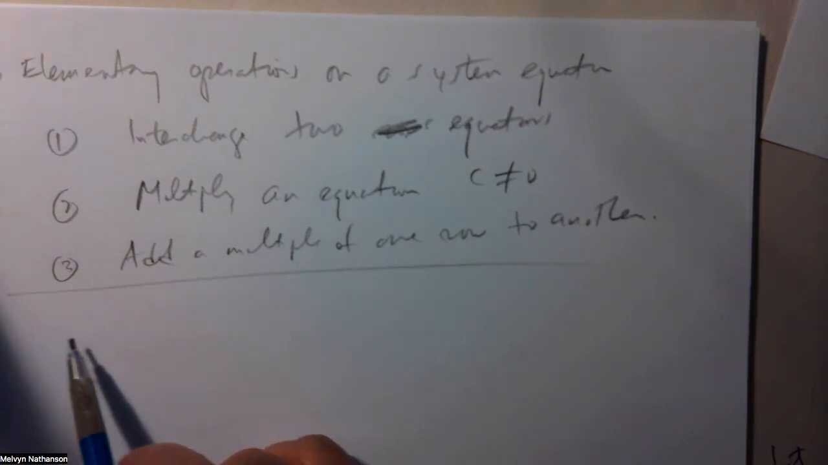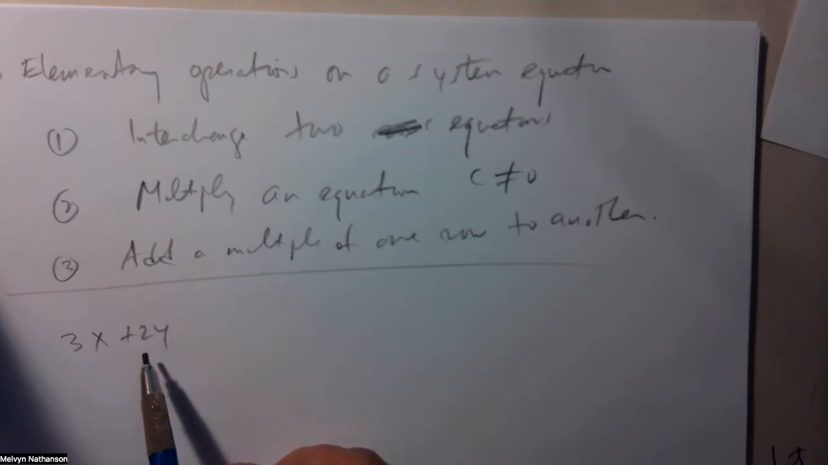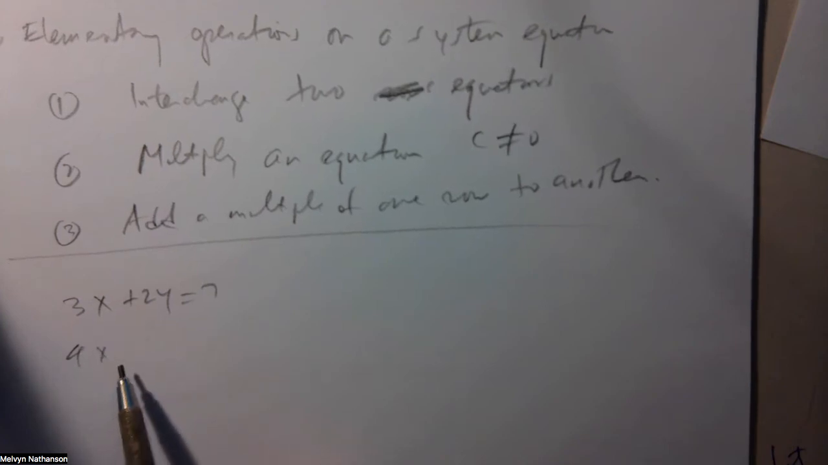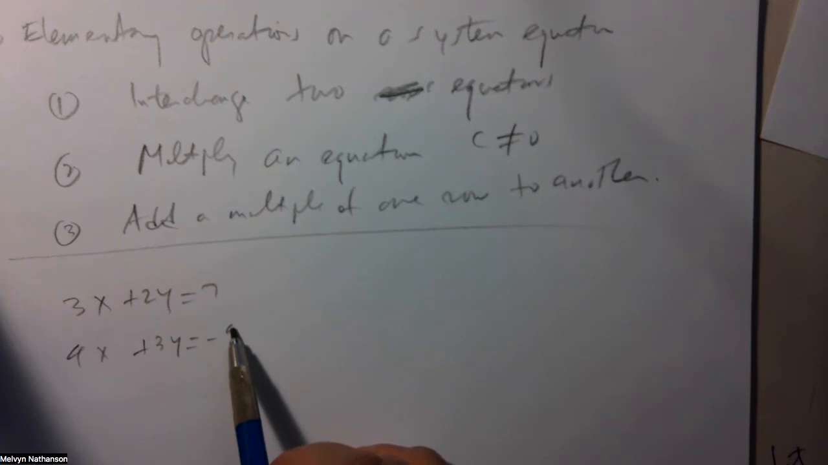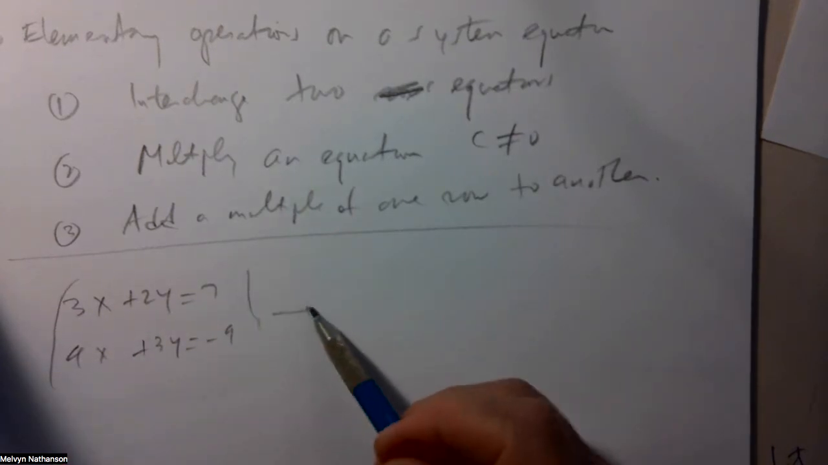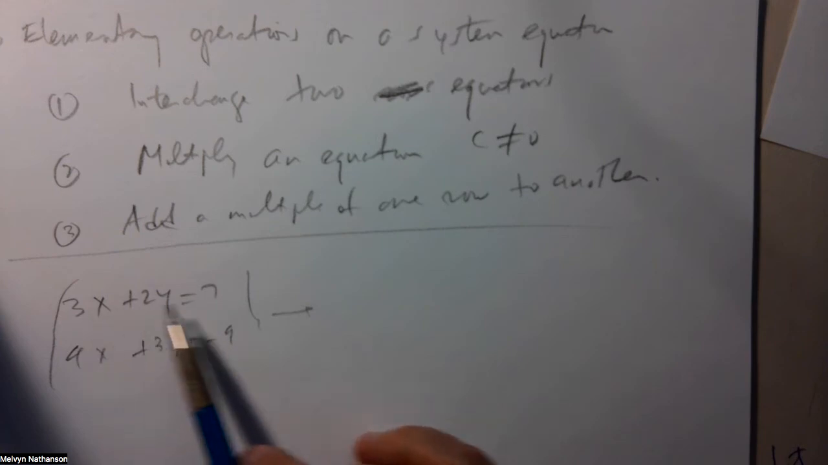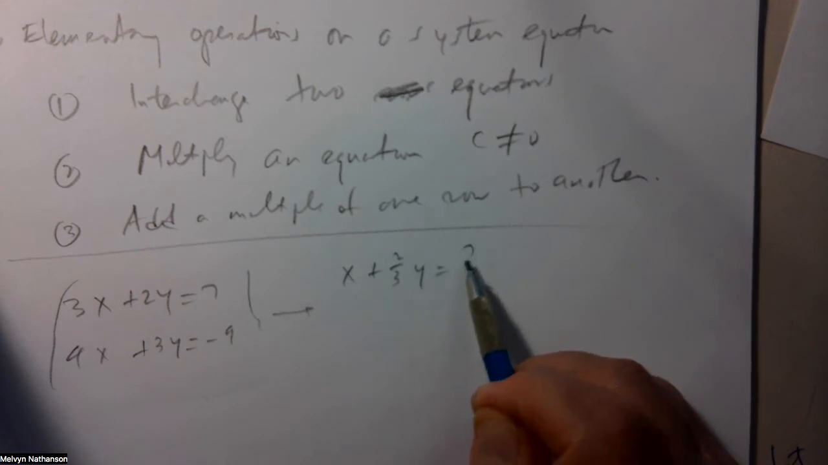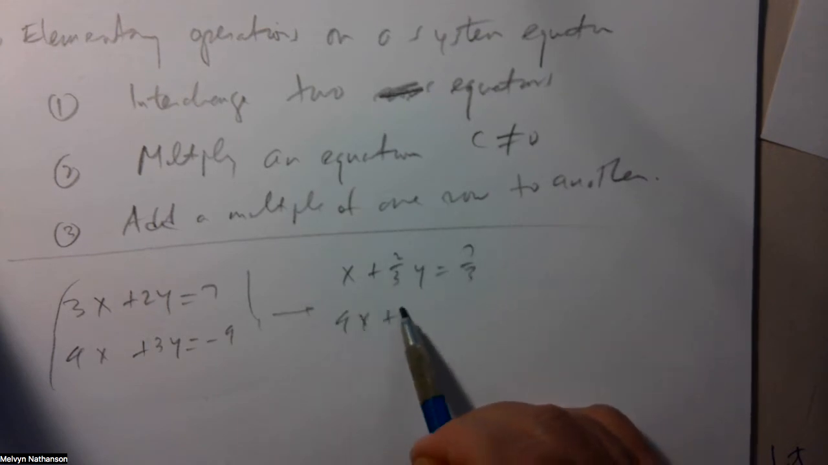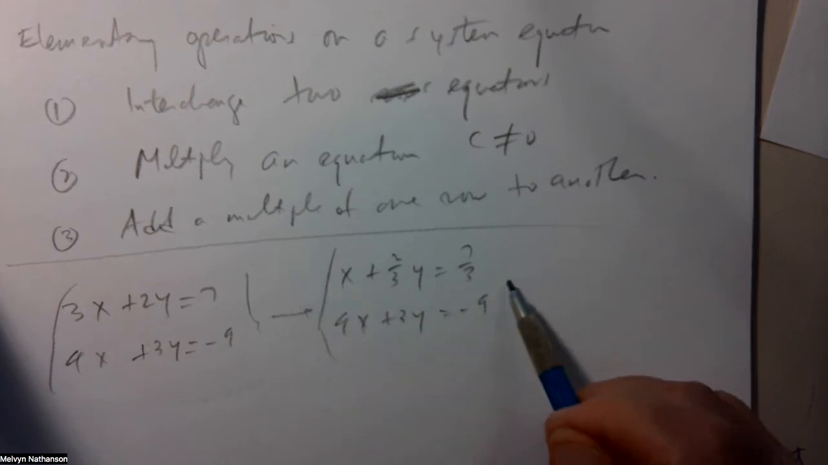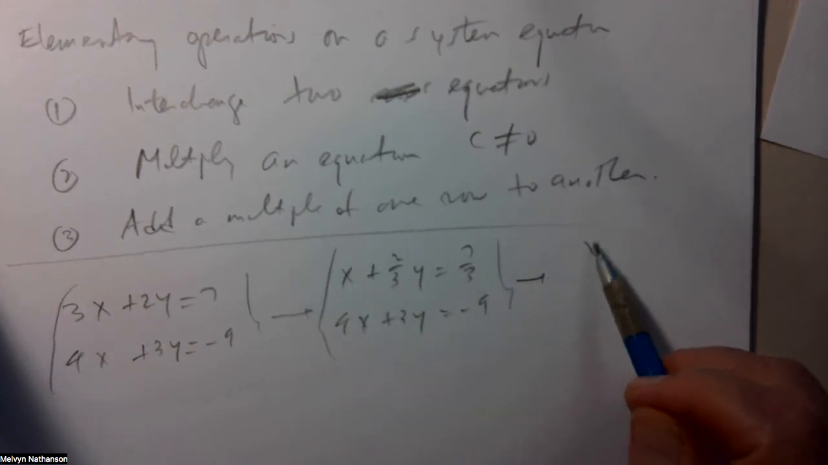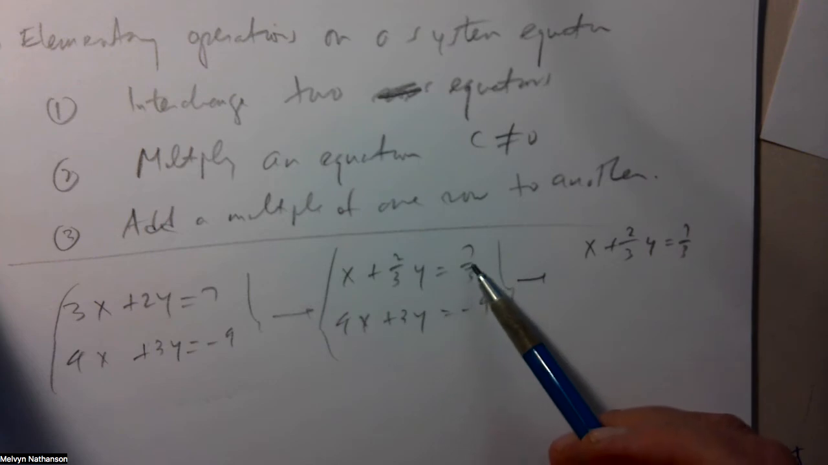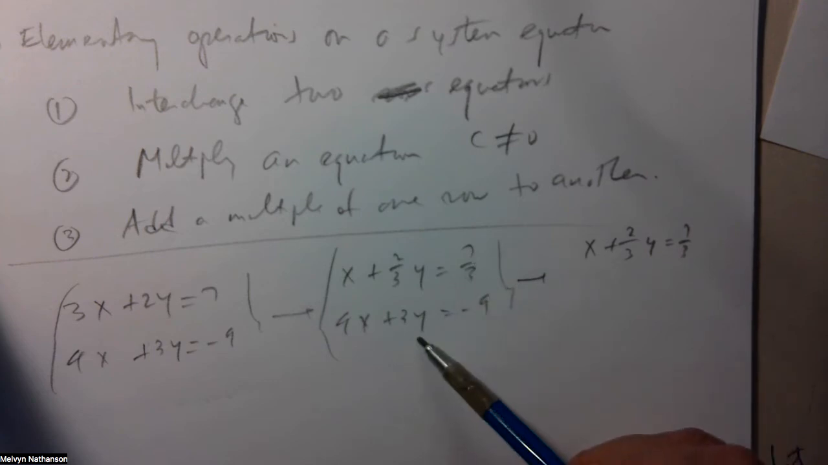if we're looking at this system of equations, 3x plus 2y equals 7, 4x plus 3y equals minus 9. I could, for example, multiply the first row by a third. I would get x plus 2/3 y equals 7/3, and 4x plus 3y equals minus 9. And then I could take the first equation, I'm not going to change it in this step, but I can multiply this equation by minus 4 and add to the second equation.